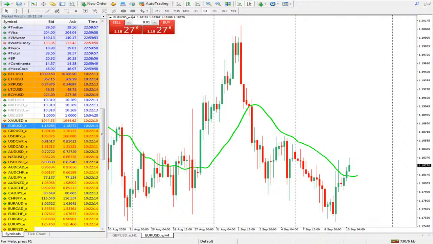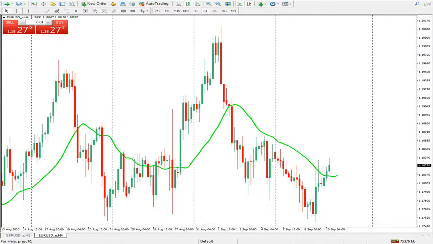Hello. Good morning, everybody. I hope you are having a good morning. Today is 10th of September. We are going to start analysis with a chart on our screen. This is Euro USD.